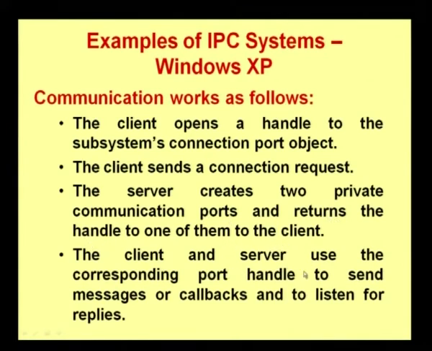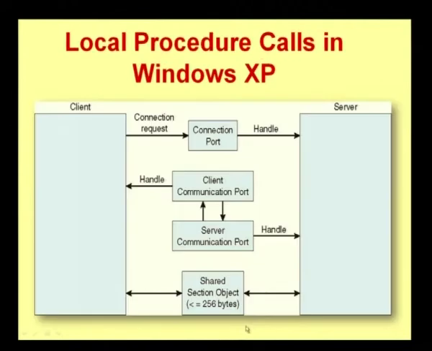The client and server use the corresponding port handle to send messages or callbacks and to listen for replies. So the server creates two ports: one to handle the connection, and the other to handle the communication. The server communication port is given to the client communication port, and through this port the messages are shared with the client, and this is how the communication takes place.